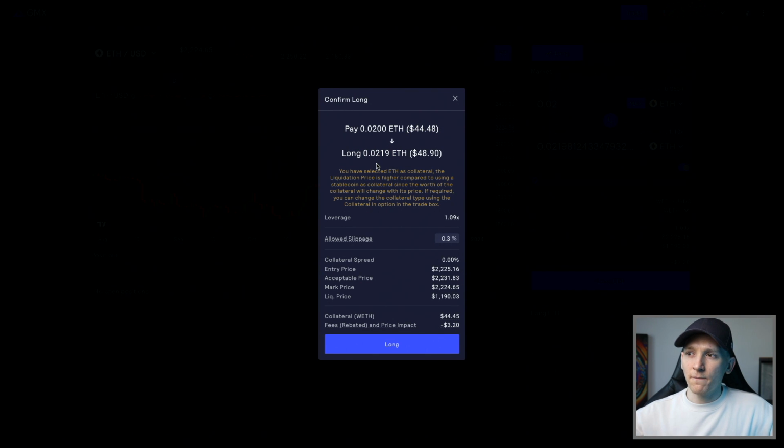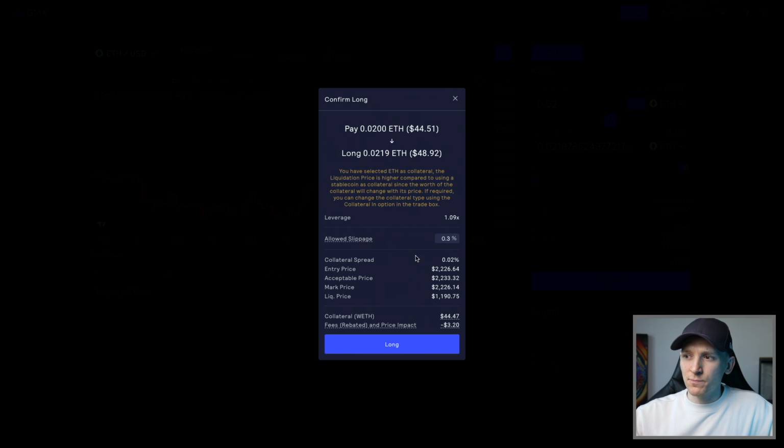Now what it says here is pay this much and you're longing this position, which is slightly more because I'm using 1.1 leverage. Now it says you've selected ETH as collateral. The liquidation price is higher compared to using a stable coin. Okay, so just keep that in mind. It's going to be a little bit higher. You can see the leverage is 1.09, slippage allowance 0.3%. Totally fine. That's just the difference between the price quote that you're getting and what the trade is actually executed at. So 0.3 is going to be totally fine here. It'll be done way below that.